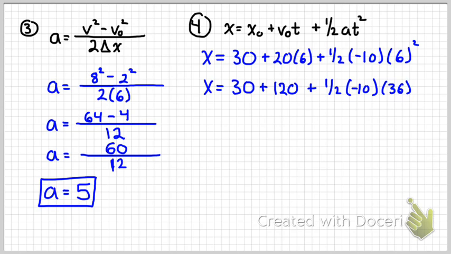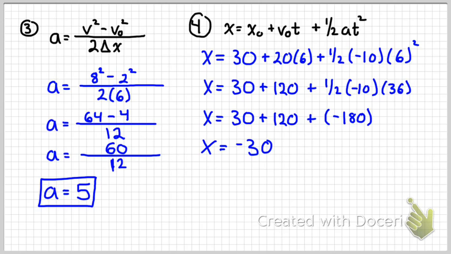20 times 6 is 120. And then in the last term, I've got 6 squared, so I'm going to square that first. And then multiply the 1/2 by the negative 10 by 36, which gives you negative 180. And now I can go ahead and add all three of those numbers together, which gives you negative 30. And yes, it's perfectly acceptable that the answer is negative.